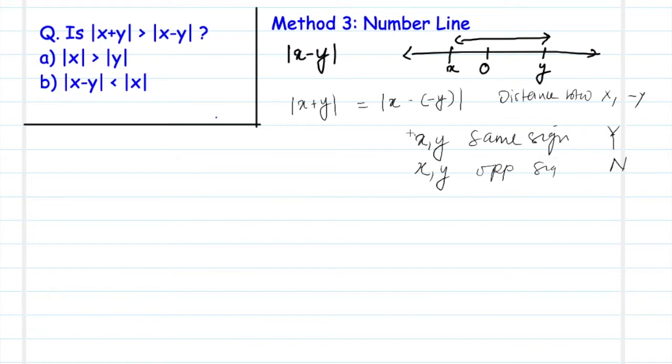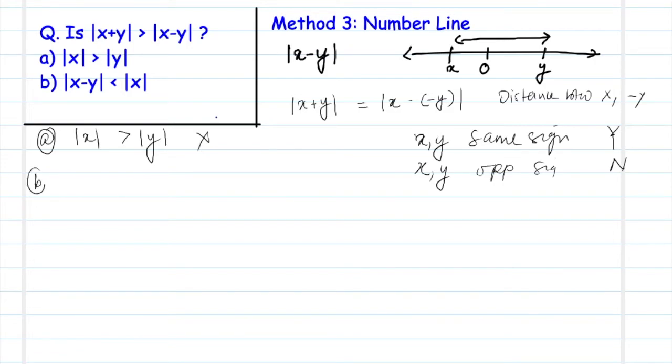So we have to figure out if any of these conditions are clearly given to us, then we have the answer. If it's not given and we are not sure if they are the same sign or opposite sign, then the data is not sufficient. In statement A, we are given mod x is greater than mod y. It doesn't tell us anything about the sign of x and y. This can happen even when x and y are of the same sign or of opposite signs. So this is clearly not sufficient to answer the question.